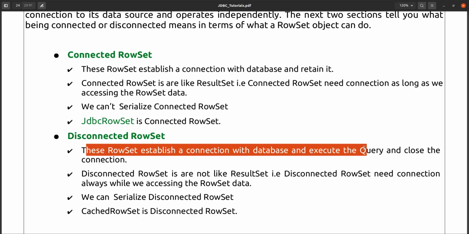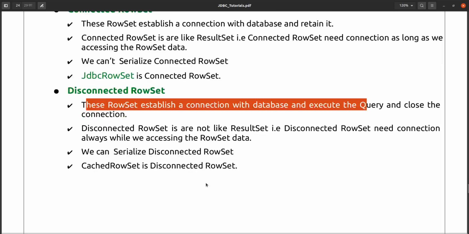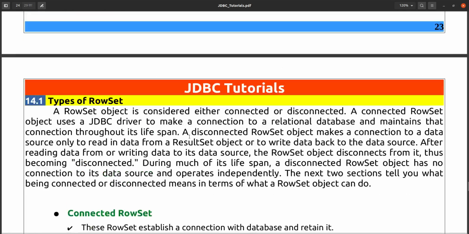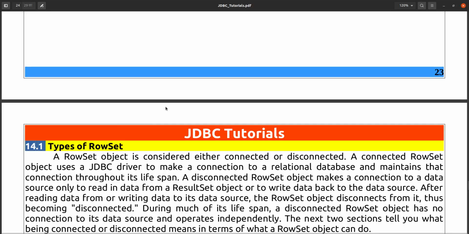Disconnected RowSets are not like a ResultSet, and a connected RowSet needs a connection always while accessing the RowSet, whereas this one will create a new connection automatically when needed. We can serialize a disconnected RowSet also. Serialization means we can save the RowSet value into some file, and later at some time we can directly deserialize it and set it into the database, no issue. CachedRowSet is a disconnected RowSet. Okay, so this is about RowSet, and let's have an example of a RowSet now.